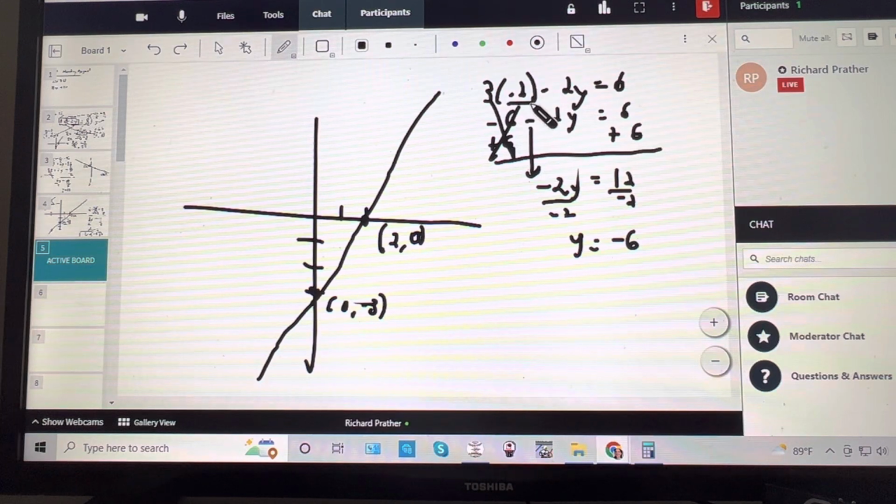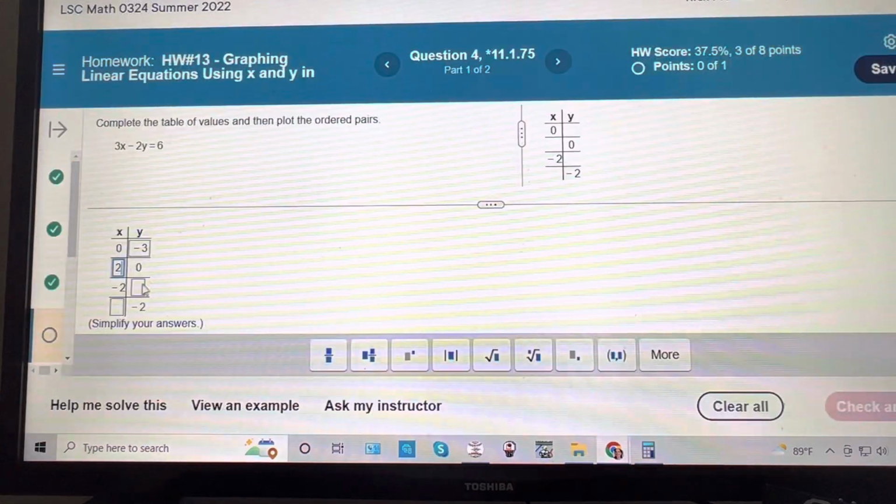So when x is -2, y is -6. That's what this point right here is. This is left 2 and down 6. And it should be right in line with the other points if you've calculated everything correctly. -2, -6 is another point.